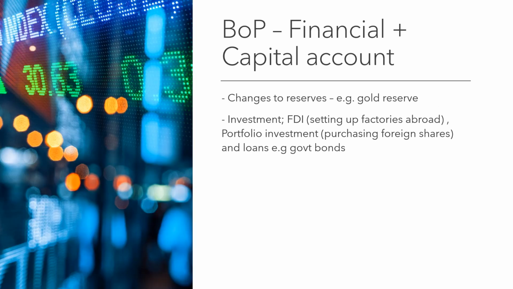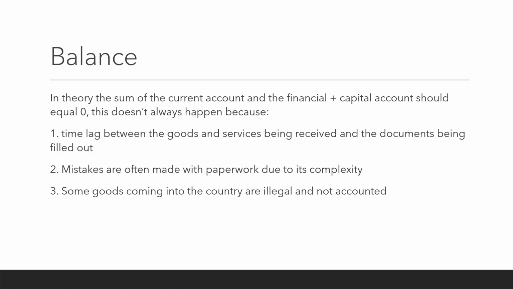The financial plus capital account is made up of two things. So firstly, changes to reserves, like the gold reserve, and secondly, investment. So this can be FDI, portfolio investment, and loans. It is worth noting that rewards from investment would be on the current account, but that initial investment is on the financial and capital account. In theory, the sum of the current account and the financial and capital account should equal zero.